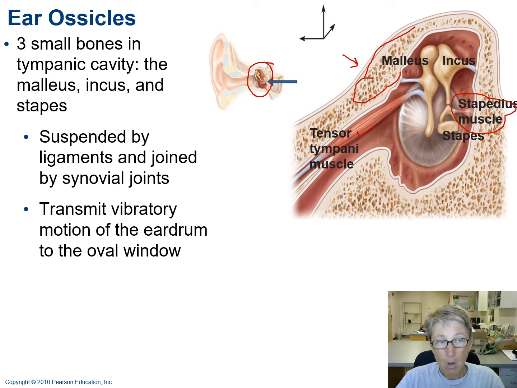So the bones in the middle ear are suspended by ligaments and joints. They're bones, so you would have ligaments. I said and joints, but it's just ligaments. They're suspended by ligaments, and they're joined by synovial joints. So hopefully you remember what a synovial joint looks like. It's got synovial fluid in it. And they basically transmit or help transmit the vibratory motion of the eardrum.